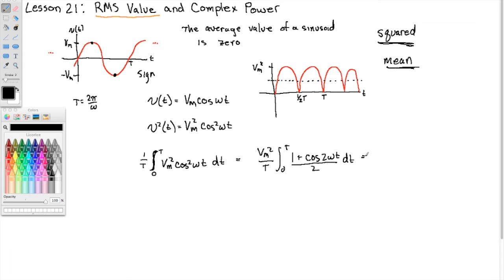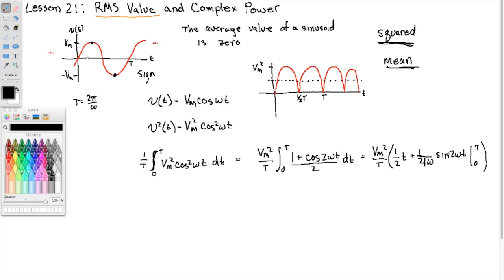Alright, so if I integrate that, then I've got the 1/2 integrates to 1/2 t, right? And then the 1/2 cosine of twice omega t, that integrates to 1/4 over omega sine of 2 omega t.